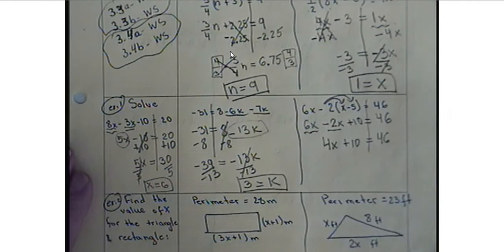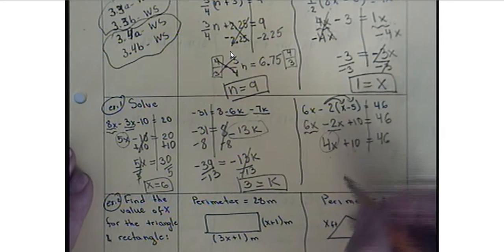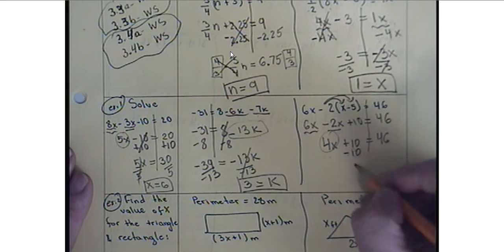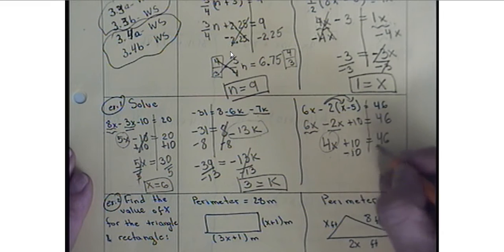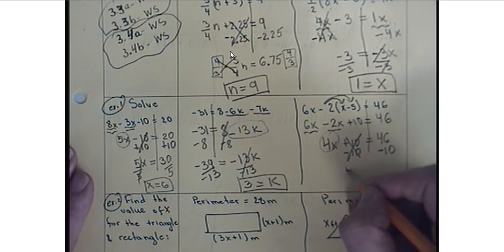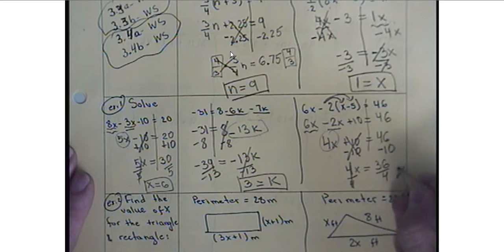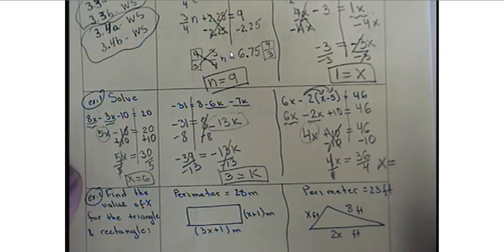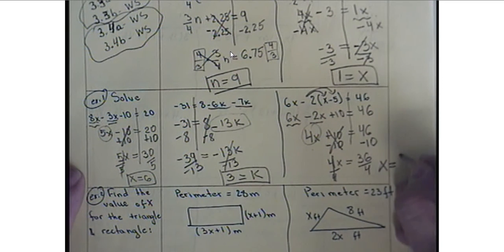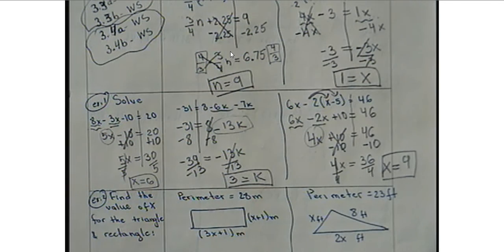Alright, now we're solving for x, so we want to cancel this first. Minus 10, opposite of positive is negative, just as a reminder, minus 10. So plus 10 minus 10 cancel. 4x will be equal to 46 minus 10, which is just 36. And then we divide by 4. So x will be equal to 36 divided by 4. We will get 9. And that will be the whole thing.